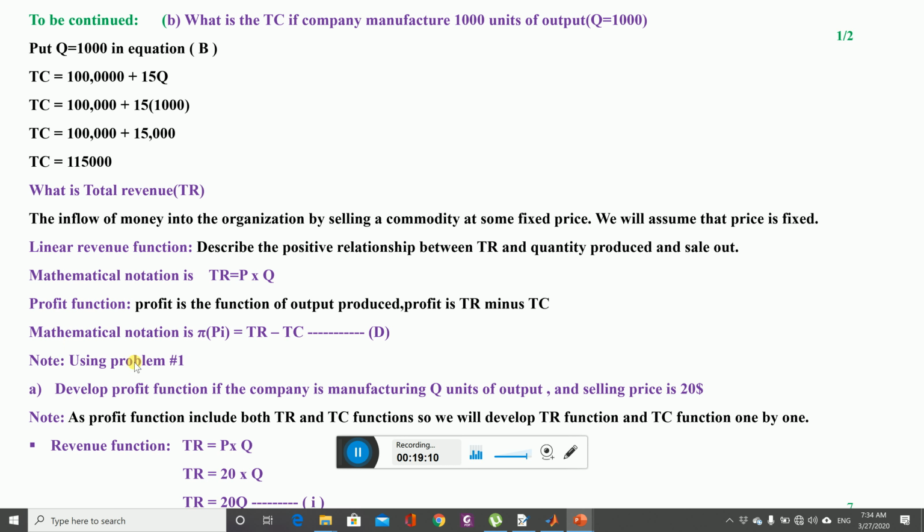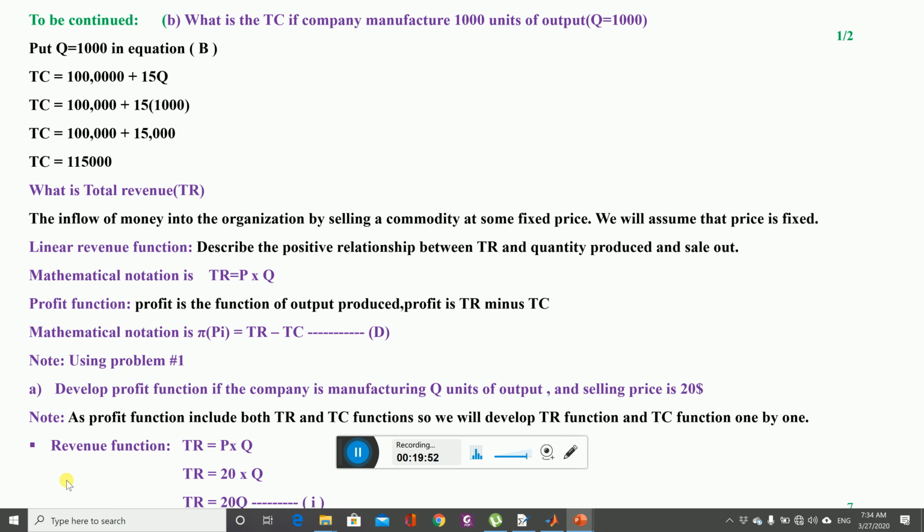Now I am again referring back to problem number 1, and we are solving the first part of the question. Develop the profit function if the company is manufacturing Q units of output and the selling price per unit is $20. I write a note: the profit function includes both the total revenue and total cost functions. So we will develop the revenue function and cost function one by one. As I told you, profit is revenue minus cost. So according to the question, to develop the profit function, we need both the revenue function and the total cost function.